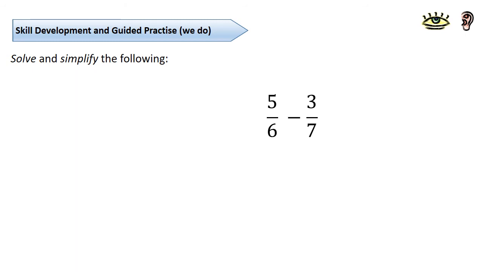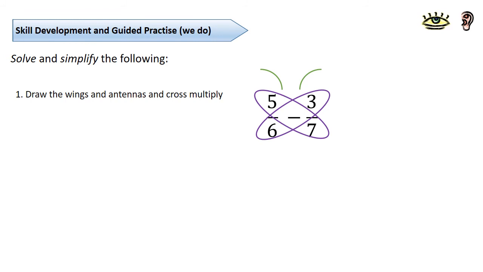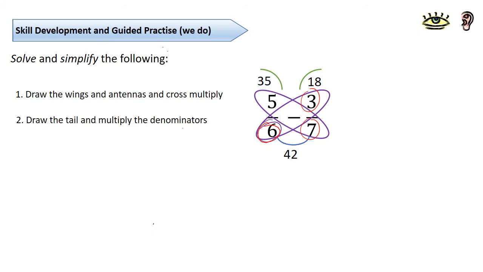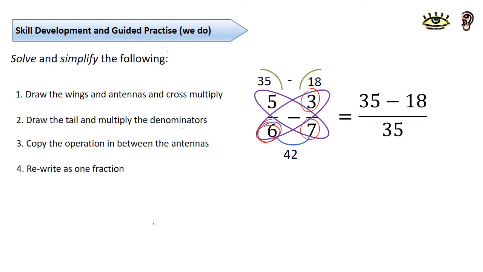Right, let's have a go at this one. Both the denominators are different. So I'm going to do the butterfly method again. So the 6 here, multiply it by everything on this side, and the 7 here, multiply it by everything on the left hand side. And then both your denominators together as well to get 42.